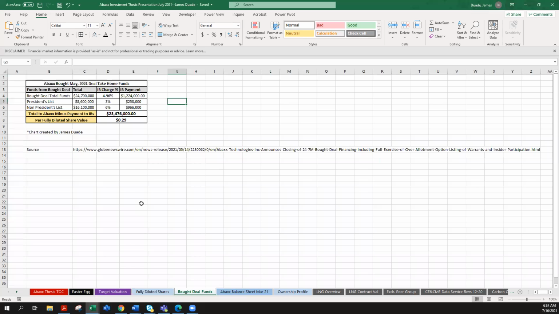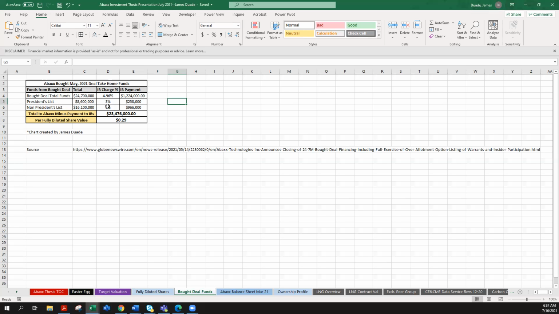Bought deal funds. So this is something that was recently exercised in May. I think it was May 14th or so. And what they were able to get was 24.7 million in total. They had president's list of approximately 8.6 million. So this would have included investors who are close to the corporation, who effectively Abaxx was able to get to invest in the bought deal, so they didn't need the investment banks. And then they had the non-president's list, which would have been investors that the investment banks were able to bring into the fold for Abaxx.